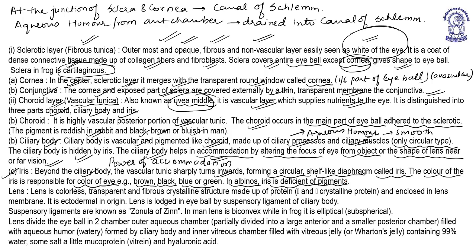Now, iris basically separates the aqueous humor region into anterior and posterior chambers. Iris extends from the ciliary body across the eyeball in front of the lens. It has an opening in the center called pupil.